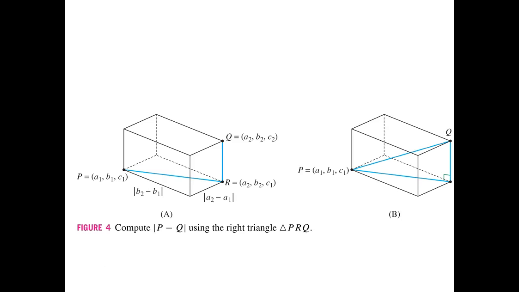As long as the bars are there, if it said P minus Q, frankly, I would think P was the final and Q was the initial. But with the absolute value bars, it doesn't matter. Yeah. All right.